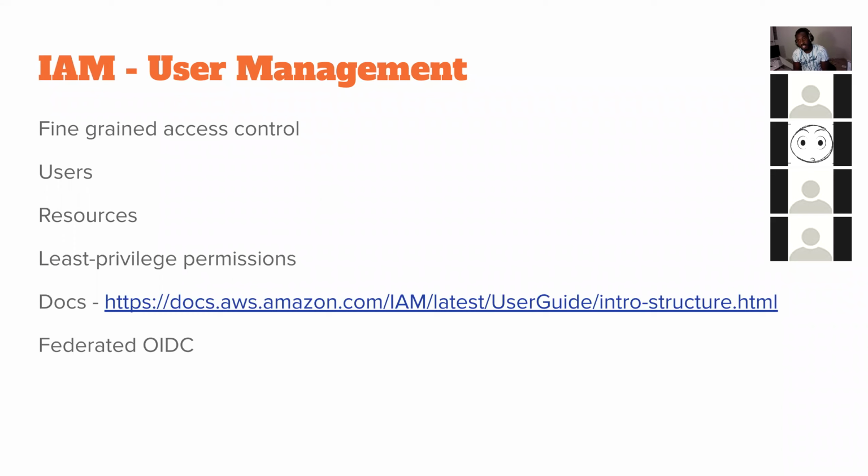So this is where you manage access to everything: to resources, to people, to groups. And this is where you do it. IAM. As you can see here, you can have fine-grained access control with IAM, which means that you can create users in IAM. You can create resource permissions. When I say resources, I mean like an EC2 or an S3 bucket. Those are resources. So you can create permissions for those resources. And then least privileged permission.